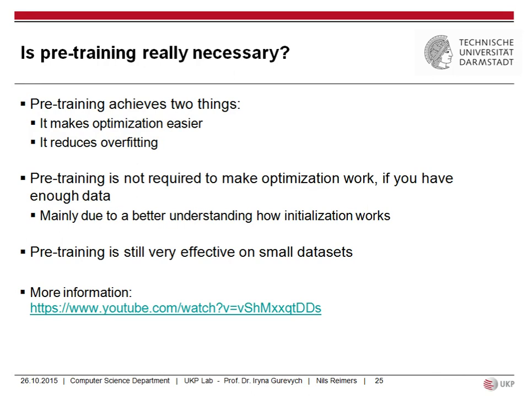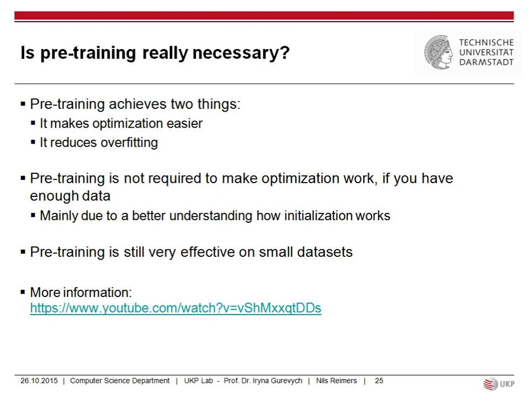So pre-training achieves two things. It makes optimization easier. So when you have a really deep network, you had the problem that when you compute the gradient, the gradient vanishes when you have a deep network. So let's say you have a depth of 5, then one weight in the beginning did not really make any difference for the output, and your network is not learning anything. And it also reduces overfitting.